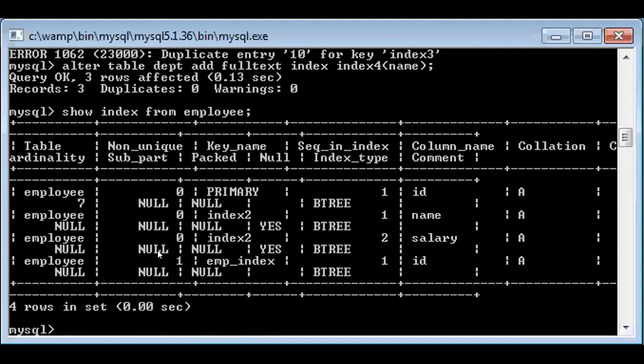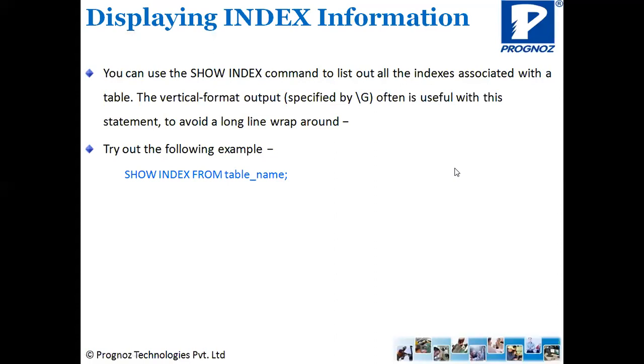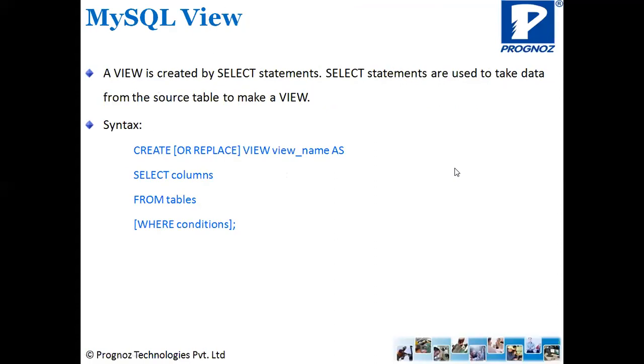Then the second one is what, id with emp index name. Because I have given the index name as emp index, and then I have applied a unique index on name and salary, so that index is also applied. So this is how index information can be displayed if you want to check. And this type of functionality is available only in MySQL. It is not there in SQL Server or Oracle. So that is all about index.